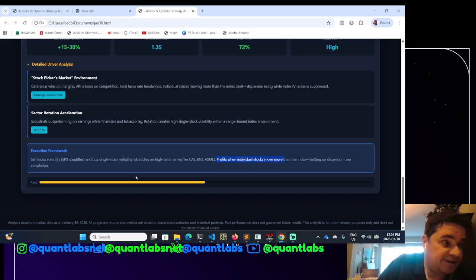Profit when, and again, this is very specific to today, ASML came out in the last 24 hours. So if I had known that, I could have set up this trade a day before. Profits when individual stocks move more than the index. That's your alpha. Betting on the dispersion over correlation.